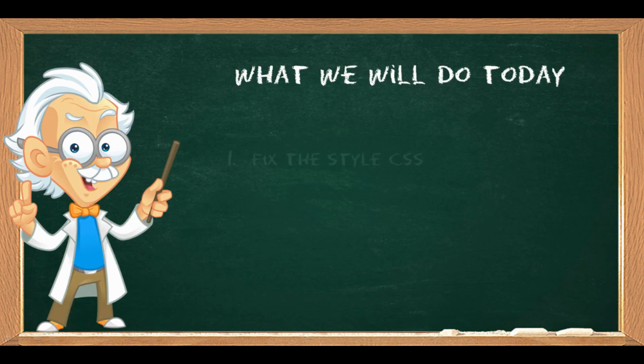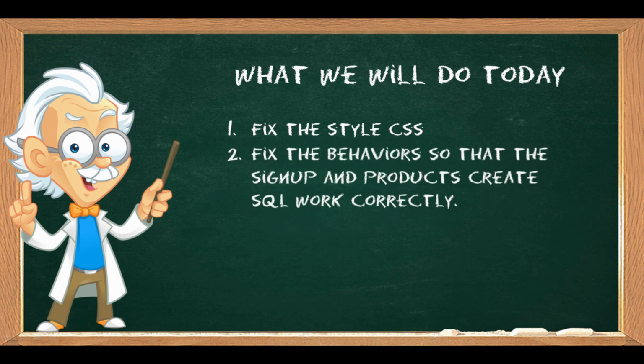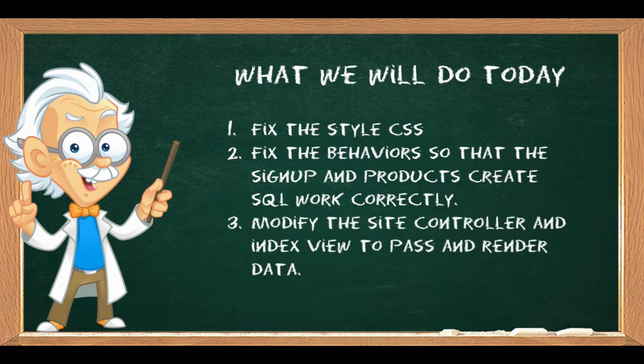So what we're going to do today is a couple of fixes. We need to fix the Style CSS and bring it up to date to Bootstrap 3.2, which is used by Yii. The grid system is different. And fix the behavior so that the sign up and products create SQL work correctly. I was using some older code in that, and I needed to bring that up to date and get everything corrected. And then our main part of this is we're going to modify the site controller and the index view to pass and render data.